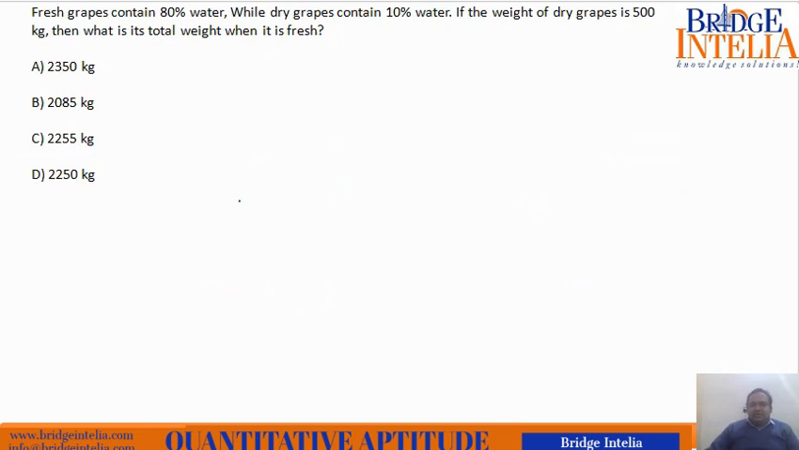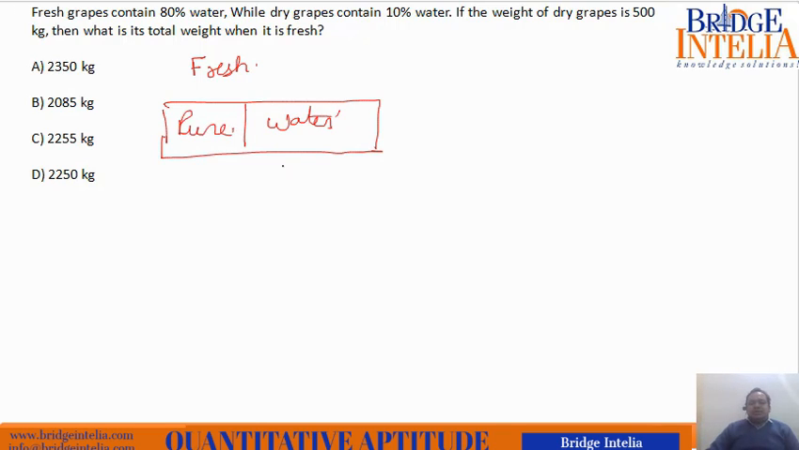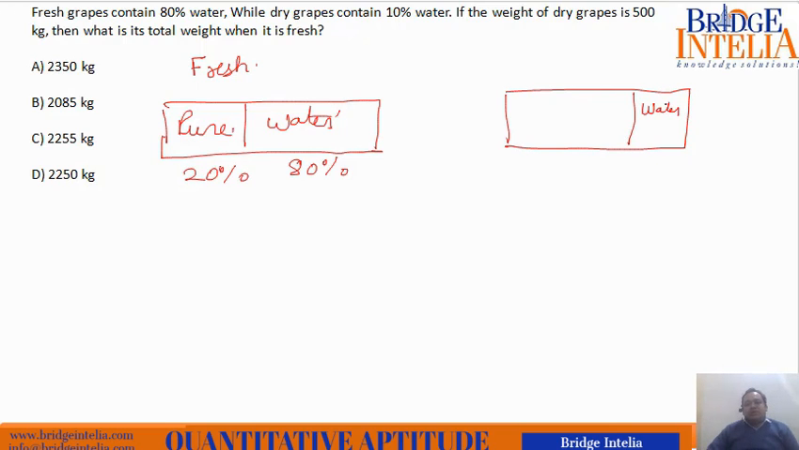Let's see the next one. Fresh grapes contain 80% water. So water and pure part: 80% is water, which means the pure part is 20%, while dry grapes contain 10% water. So in dry grapes water is 10%, which means the other 90% is pure part. If the weight of dry grapes is 500 kgs, then what is the total weight when it was fresh? Let the total weight when fresh be x kgs.